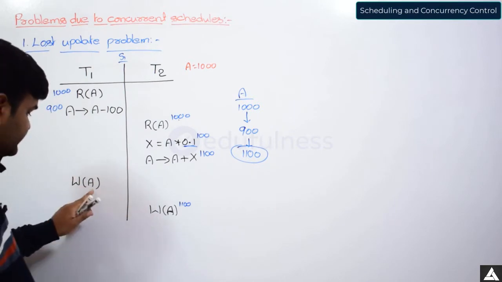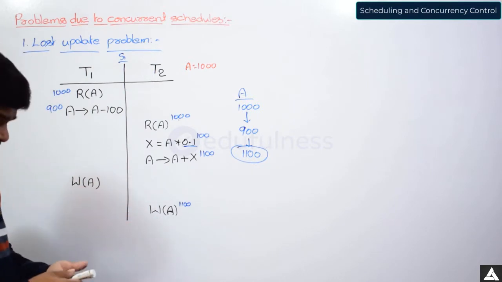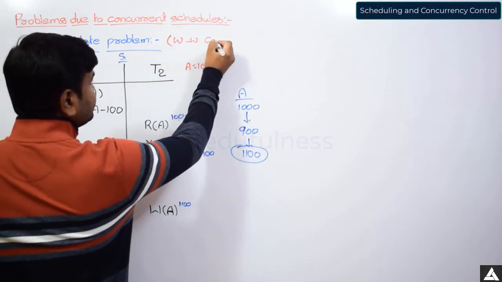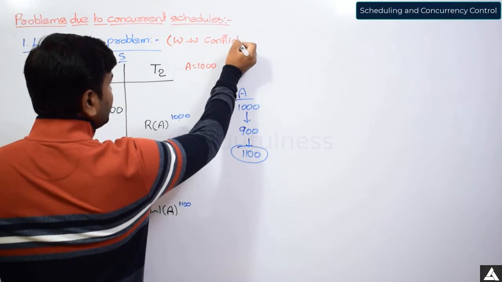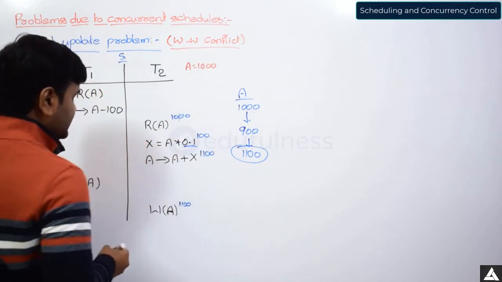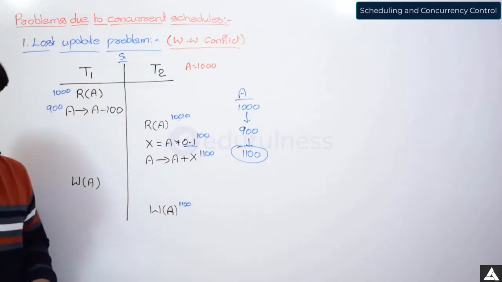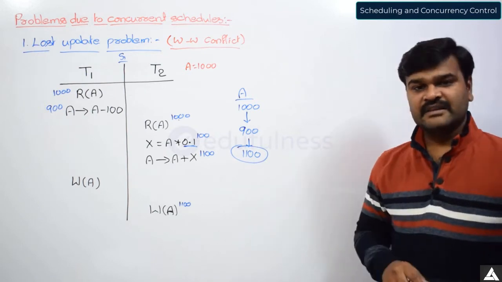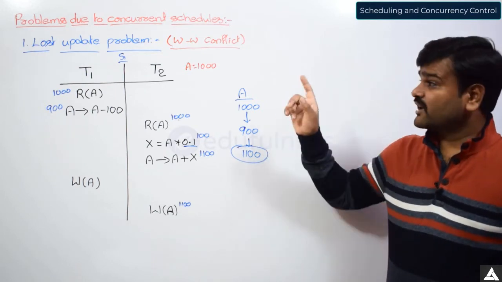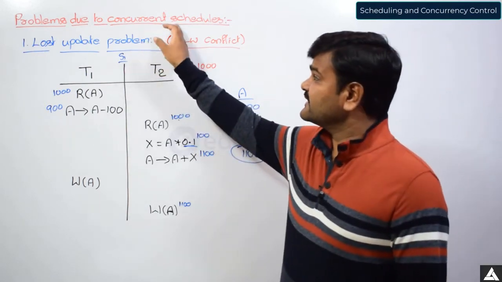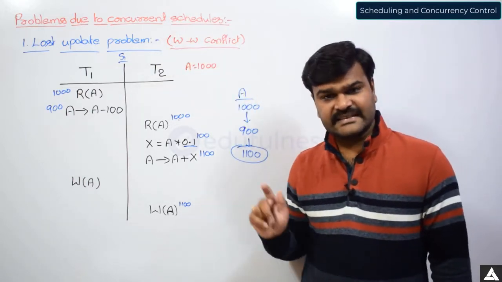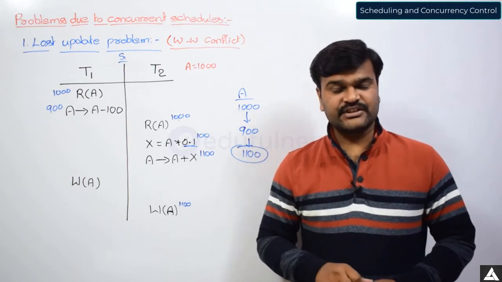This is because of a write conflict, so this is also called a WW conflict in short. In this concurrent schedule you have a write conflict, which means we have inconsistent results. This is one of the problems you are going to face due to concurrent schedules. You have to take care that this kind of problem does not exist in your concurrent schedule.